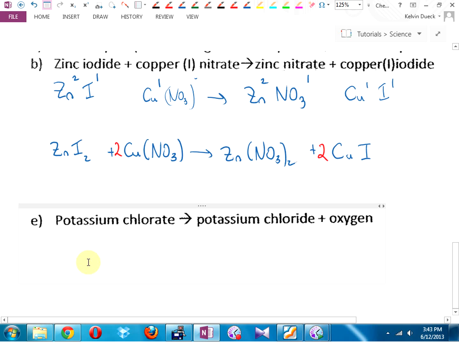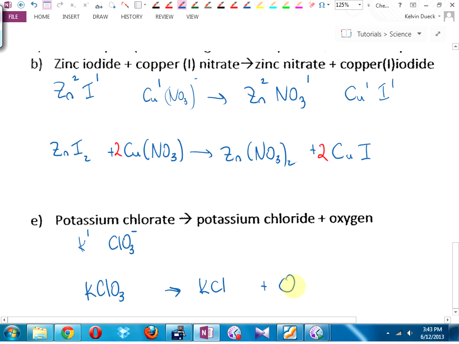Potassium. Okay. 1, yes? Yeah. Chlorate. Polyatomic. ClO3. Charge? Negative. Oh, so that balances. That's just going to be KClO3 becomes potassium chloride. That's going to be KCl, and that's a 1 and a 1, right? That one's a nice little reaction. Plus, why is that wrong?